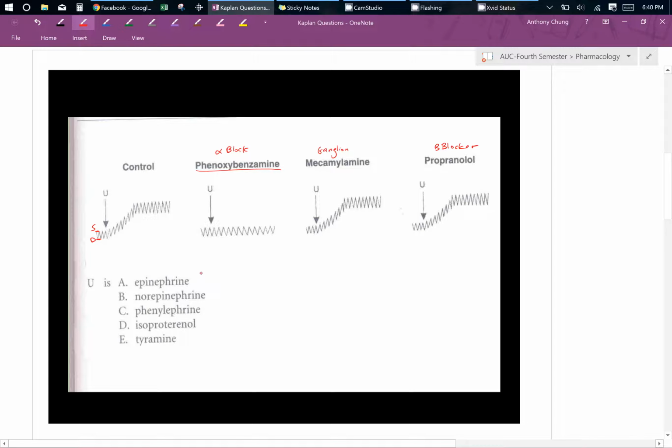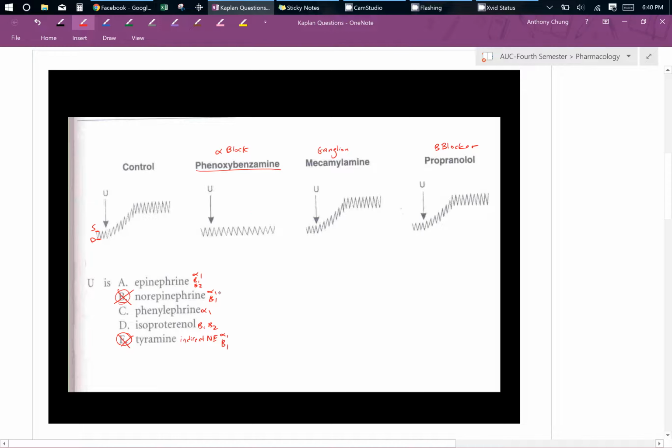Let's look at the drugs. Epinephrine: alpha-1, beta-1, beta-2. Norepinephrine: alpha-1, beta-1. Phenylephrine: alpha-1. Isoproterenol: beta-1, beta-2. Tyramine: this is an indirect norepinephrine releaser, so for our sake beta-1, beta-2. So based on this question, norepinephrine and tyramine are both going to be incorrect answers because they essentially do the same thing.